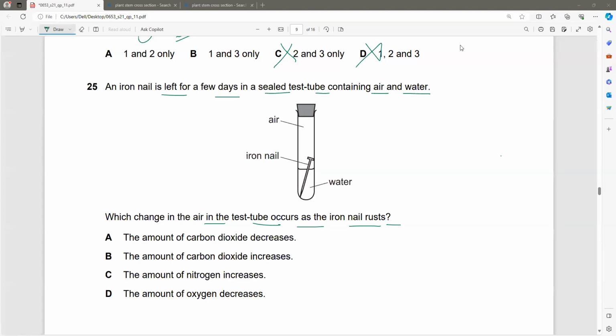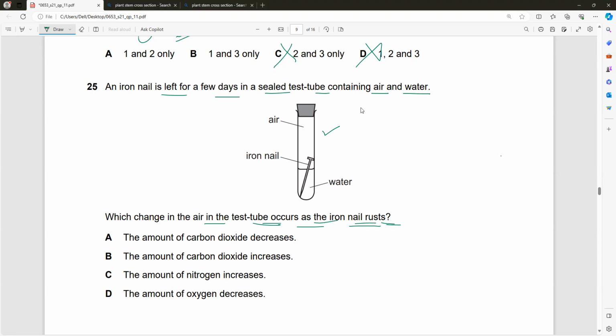It will be there. A similar figure will be there. So what are the required conditions for corrosion? Chapter number 3, metals and non-metals. Yes, very good, Manikandan. So similar figure exactly we have. Now, what changes in the air in the test tube occur as the iron nail rusts?